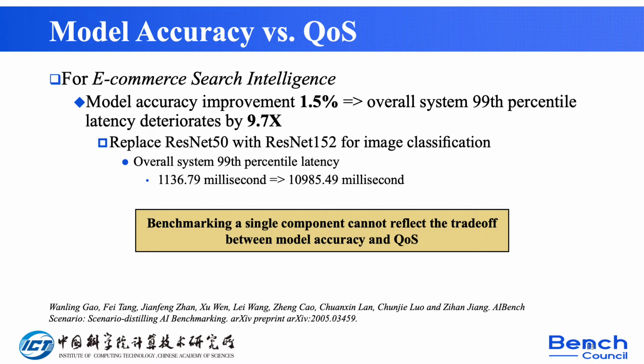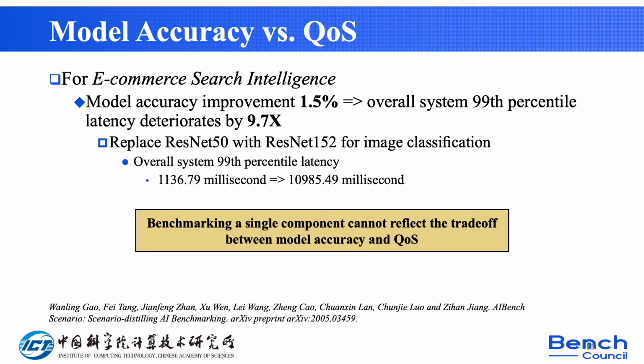The online inference module needs to load the trained model and conduct the forward computation to obtain the result. Usually, increasing the depth of the neural network model may improve the model accuracy, but the side effect is that a larger model size results in longer inference time. For e-commerce search intelligence, the model accuracy improvement is 1.5%. We replace ResNet 50 with ResNet 152 in the image classifier, while the overall system 99 percentile latency deteriorates by 9.7 times.